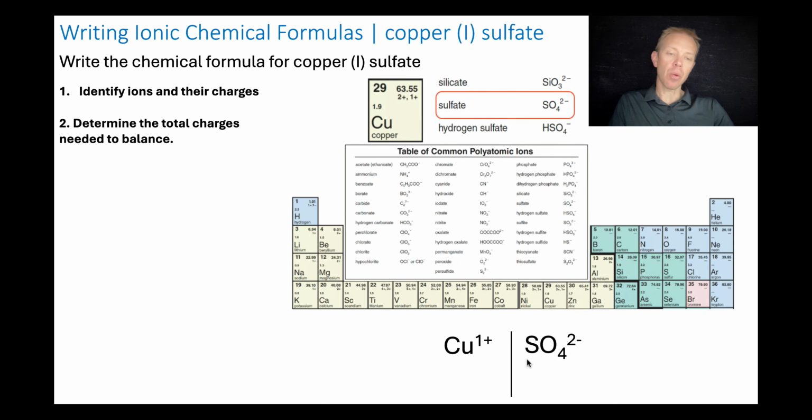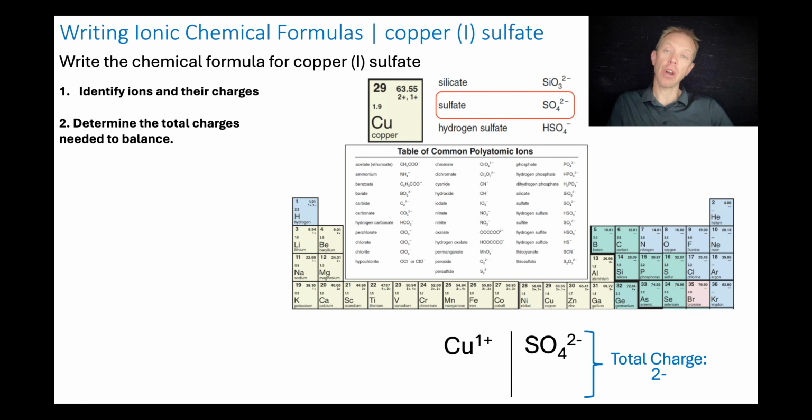This time I'm going to start with the anion. Here I see that sulfate has an electrical charge of 2 minus, and that's a problem because copper 1 has a charge of 1 plus. So we need to remember that chemical compounds need to be neutral. Their electrical charges need to add up to 0.